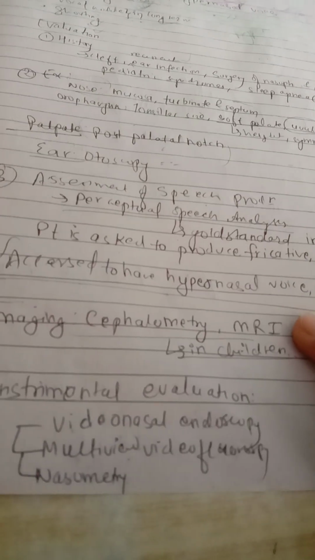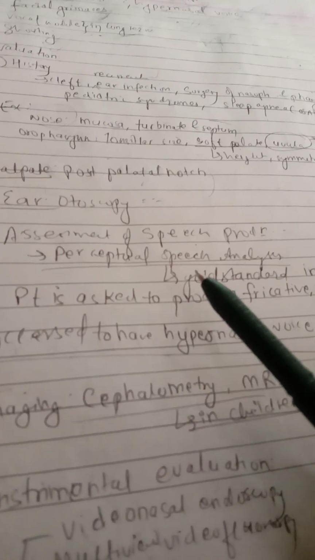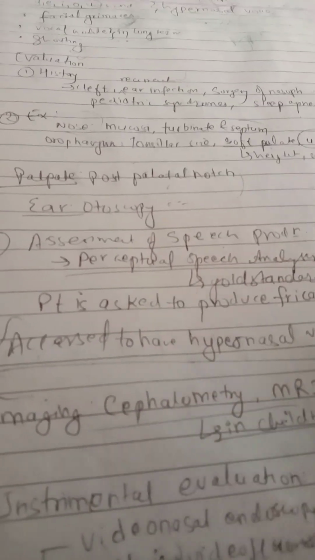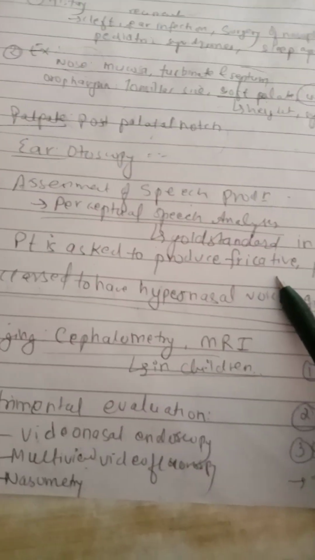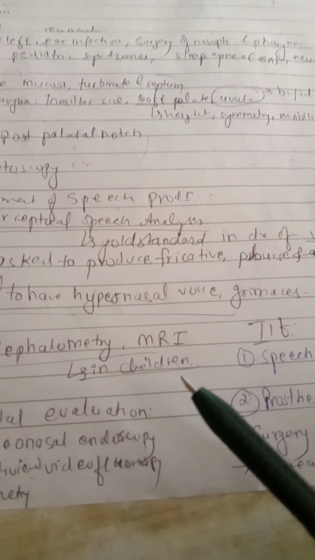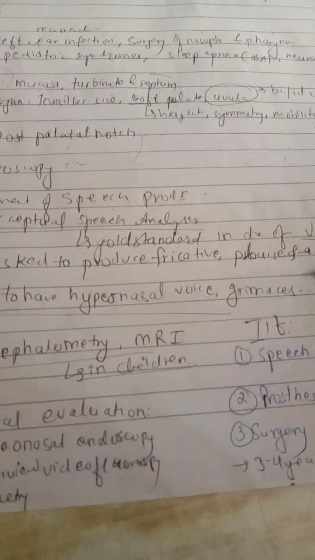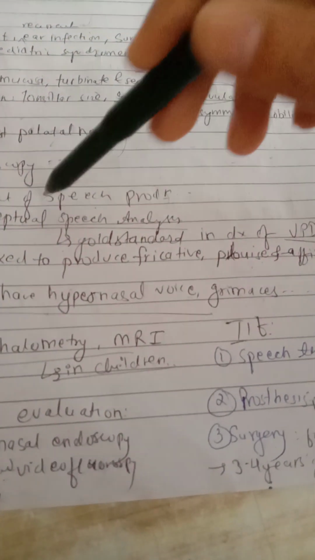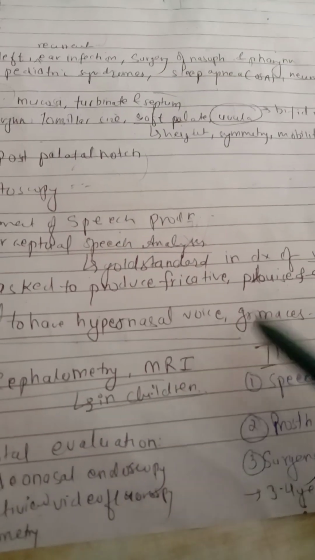The third step in evaluation, after history and examination, is the assessment of speech production. Perceptual speech analysis is the gold standard in the diagnosis of velopharyngeal insufficiency. In this, the patient is asked to produce fricative, plosive and affricative sounds. These tests help to assess the hypernasal voice and the grimaces that the patient can have.